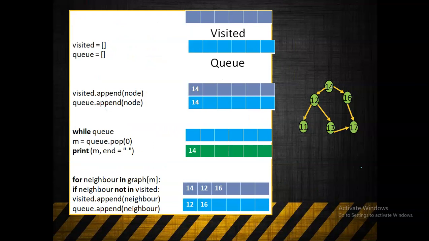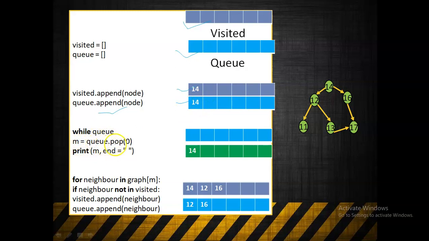Next, I will explain the algorithm again. The visited array is empty. Q is also empty. Initially, you append the root node: visited array dot append of root node, so 14 was appended. Q dot append of 14. The root node is 14. Q is not empty, as Q contains 14.